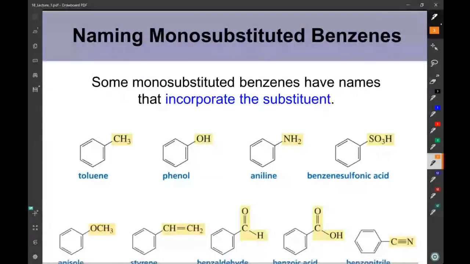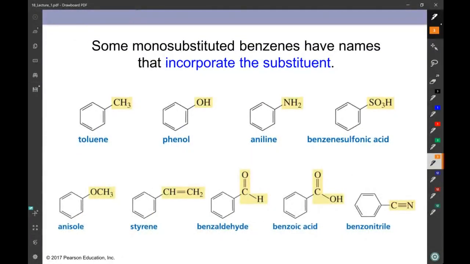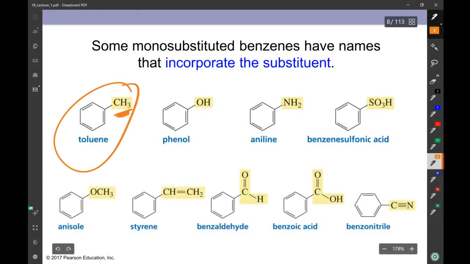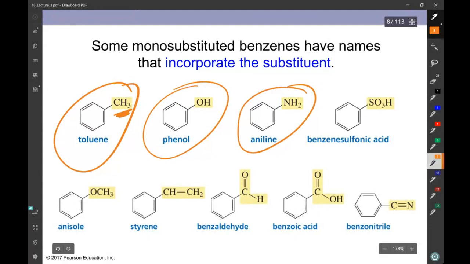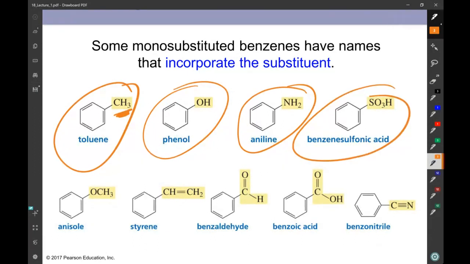Same thing with this one. Some monosubstituted benzenes have names that are incorporated with the substituent. So instead of calling this one methylbenzene, we decided to call it toluene. This guy is called phenol. This guy is called aniline, right? You're familiar with that one, okay? This one is called benzenesulfonic acid. That's its name.